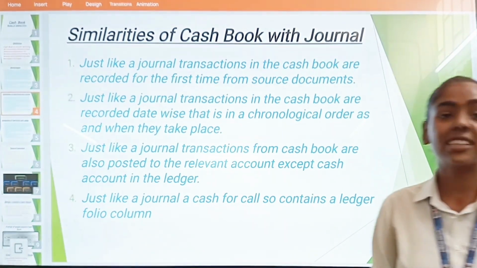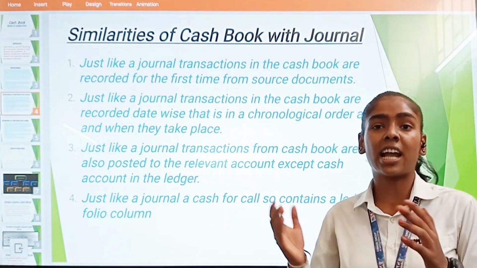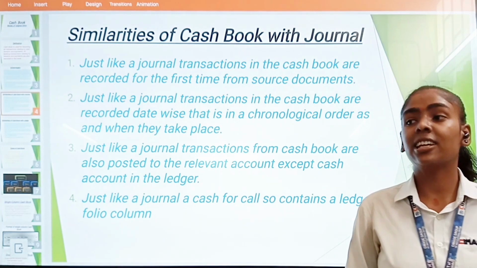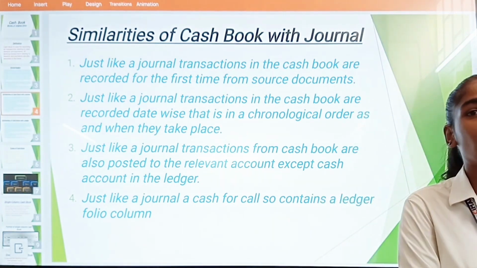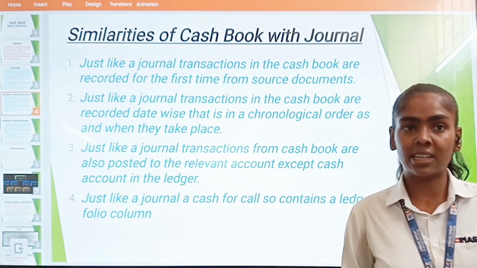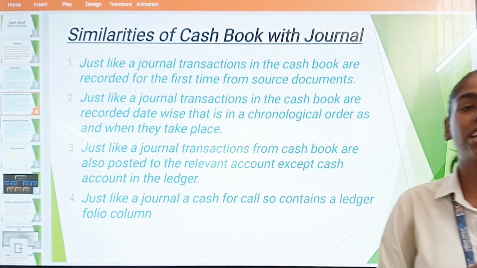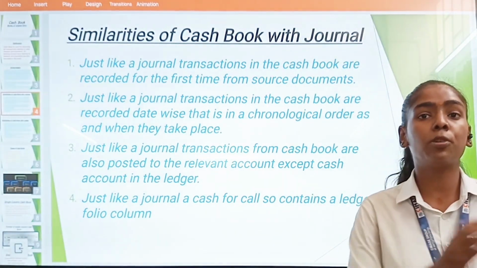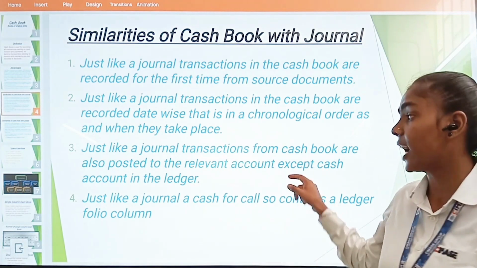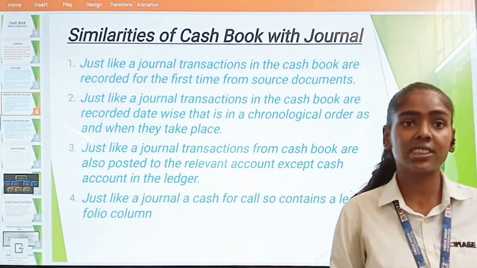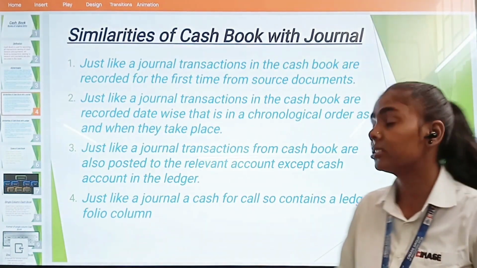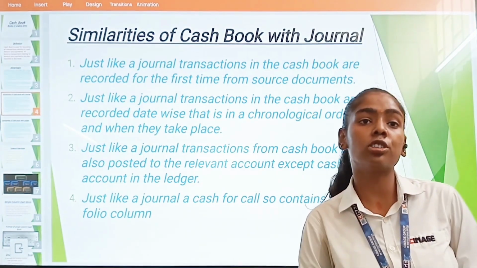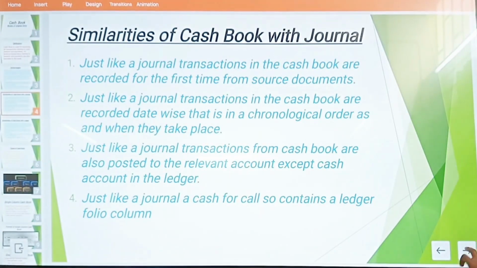Here are some points. First, just like the journal, in the Cashbook also the transactions are recorded for the first time. Second, just like the journal, the Cashbook also follows chronological order. The transactions are recorded date-wise. Third, when we post journal transactions to the ledger account, in Cashbook also the transactions are posted. And the fourth is, in the journal we maintain a ledger folio column. In Cashbook also we maintain a ledger folio column.